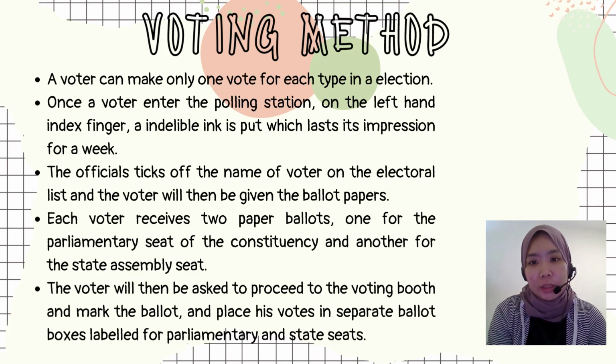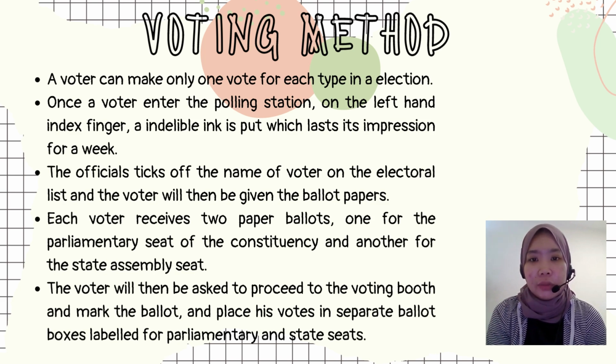For the voting method, a voter can make only one vote for each type in an election. Once a voter enters the polling station, indelible ink is put on the left-hand index finger, which lasts for a week. This method makes sure that the voter does not vote again in the same election.